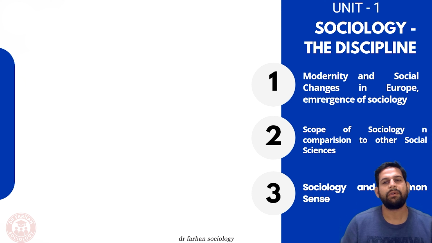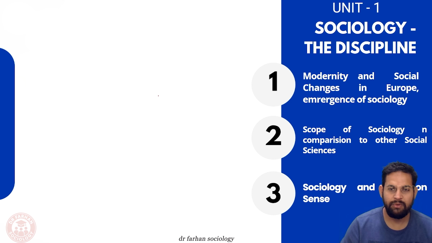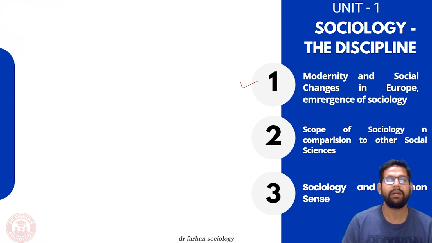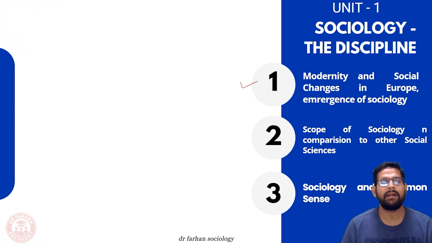Today I will only be talking about Unit 1, Sociology, the discipline. And as you look at the first topic, modernity and social changes in Europe, let's understand what this topic is trying to tell. Today, we are seeing that different sets of modernity have been achieved.